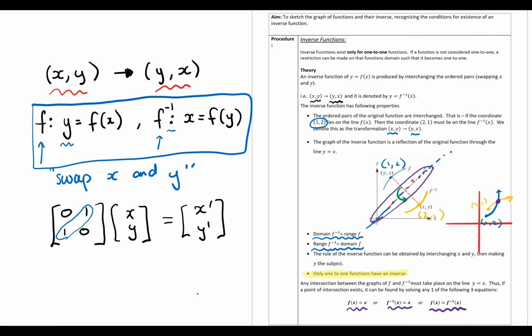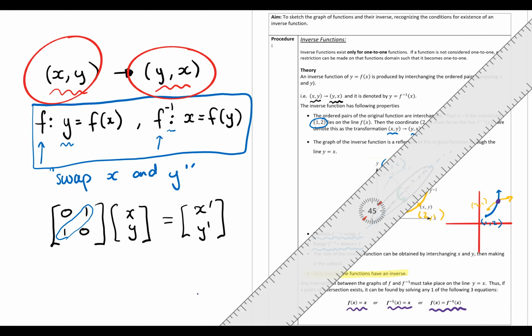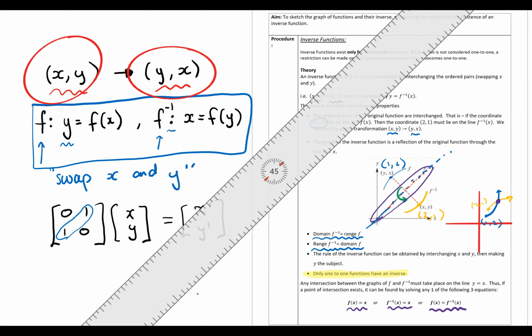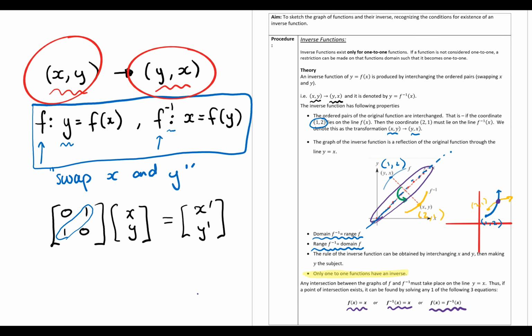So in summary, what we need to remember is that when we're saying swap x and y, we're really saying every single coordinate swaps its x and y. When we're sketching a graph of an inverse, we need to reflect along the line y equals x, which of course is just that leading diagonal at 45 degrees. This could be represented a number of ways. It could either be in functional notation, or as a transformation matrix.